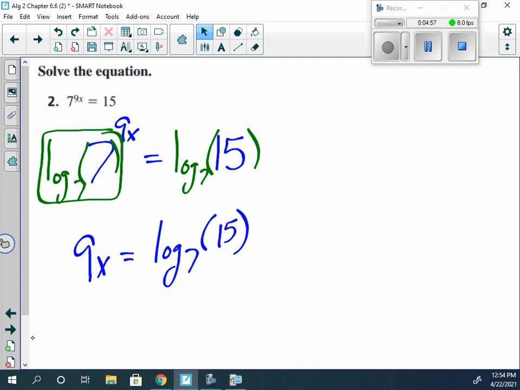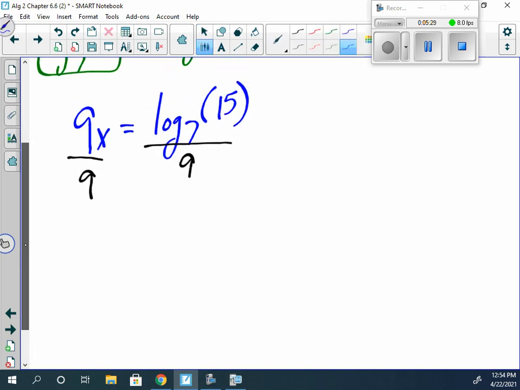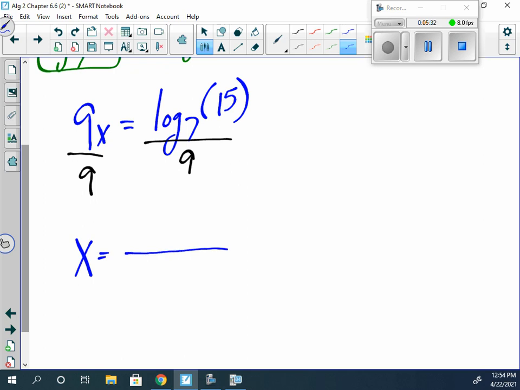Is x by itself? Well, no. Personally, I'm going to leave it as log base 7 of 15. Because if I know that this here is going to be an ugly decimal, or an ugly number in general, I leave it till the end. Because we're not completely done yet, we still have to do what? Divide both sides by 9 to get x by itself. Which will tell me that x is equal to log base 7 of 15 divided by 9.